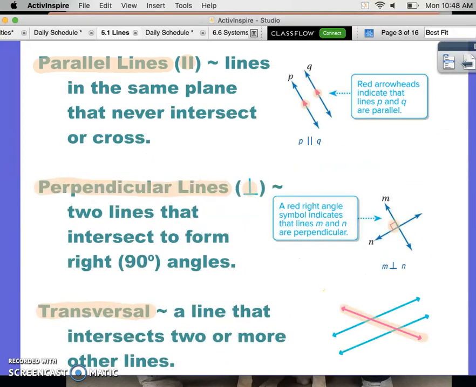So our first are some vocabulary. Parallel lines are lines in the same plane that never intersect or cross. Perpendicular lines are two lines that intersect to form right or 90-degree angles. And then a transversal is a line that intersects two or more other lines.